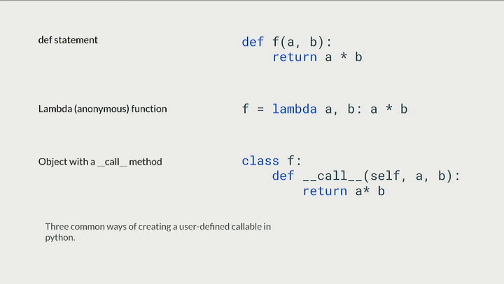These are the 3 most common ones. You've got a def statement, an anonymous function, or like a lambda function, and you can just give a call method on an object like a class to turn it into a class that you can call like a function.